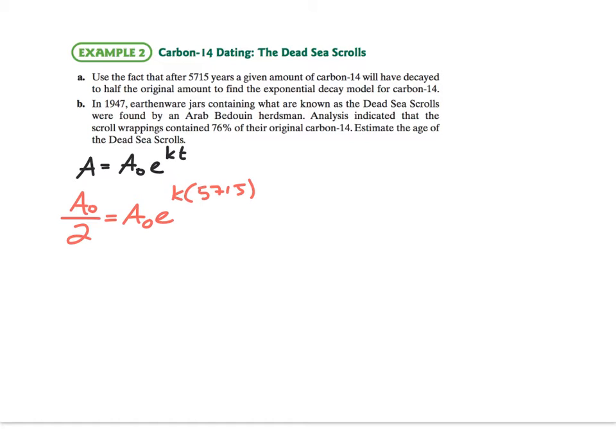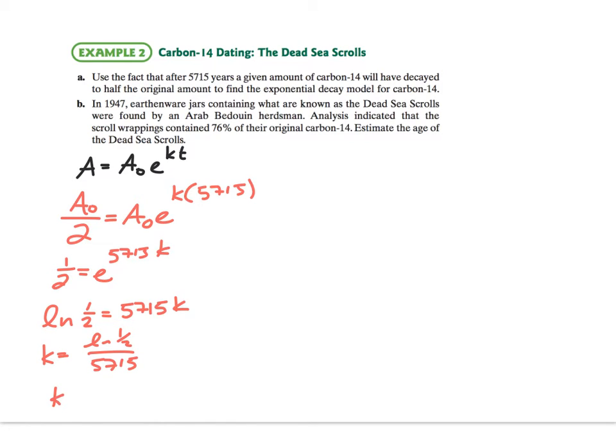Okay, and what's really nice about that is both A naughts are going to divide out, which gives me 1/2 is equal to e to the 5715 k. And now we can simply solve for k like we have our variables in the exponent previously. ln of 1/2 is equal to 5715 k. So k is equal to the ln of 1/2 divided by 5715.